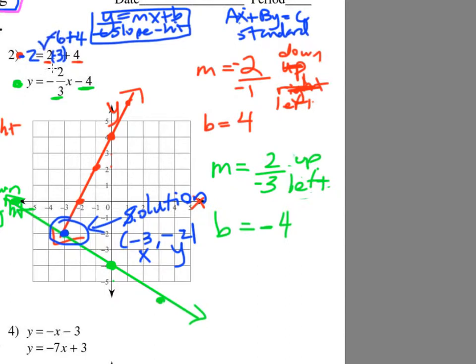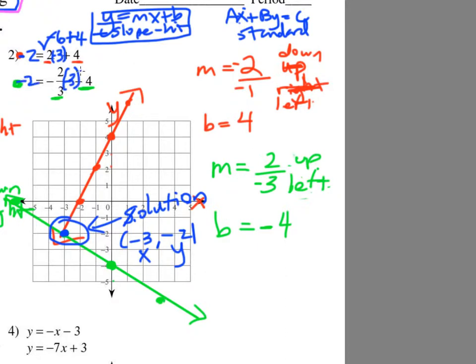So it works for this one. Does it work for the green one as well? So x is -3, y is -2. Let me just erase these real quick. You can just watch. -3 and -2. So let me plug that in here. -3 and -2. Does that really work?